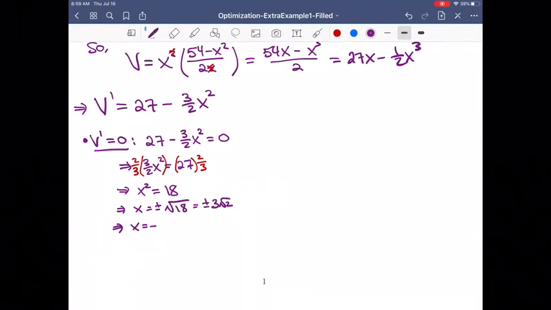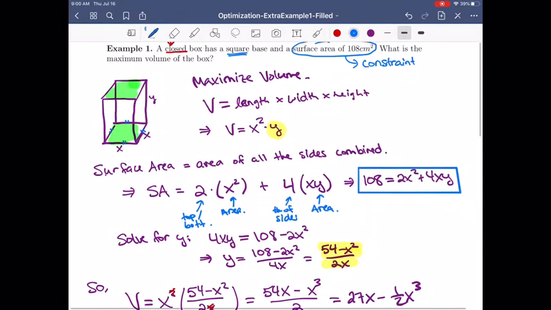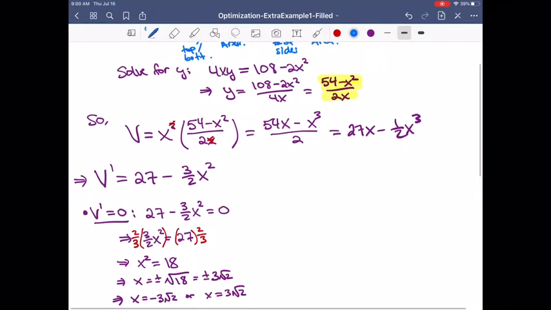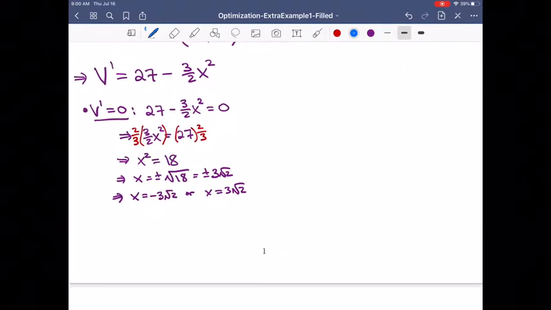So x is going to be negative 3 root 2, or x is positive 3 root 2. Okay, but we want to think about what makes sense for the problem. Remember that x is the length of the sides on the bottom, so it doesn't make sense to have negative length. So this critical number, negative 3 root 2, doesn't make sense.